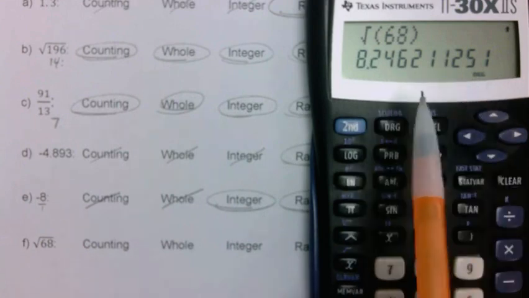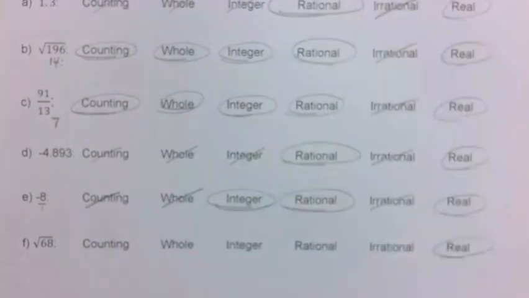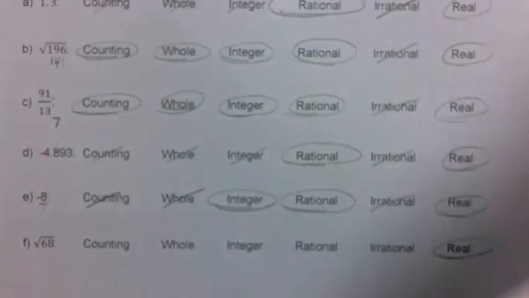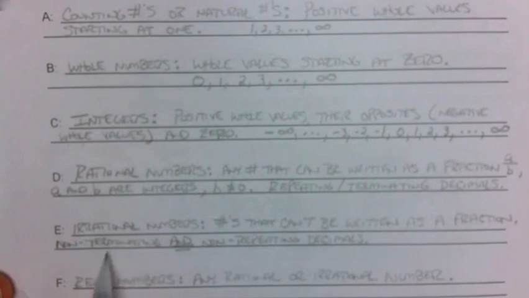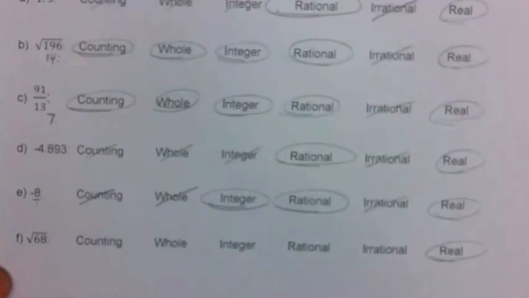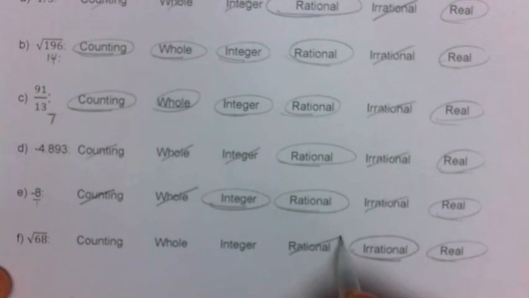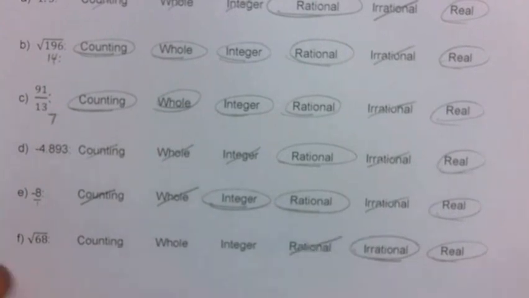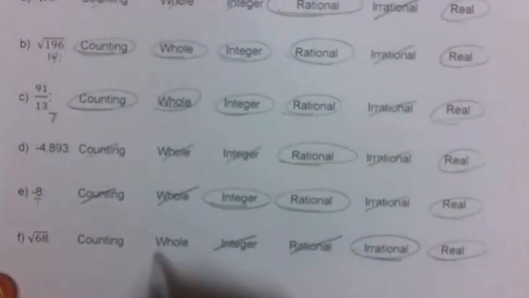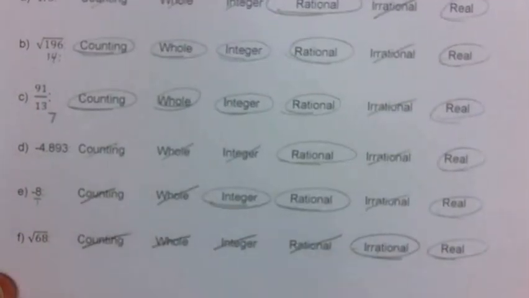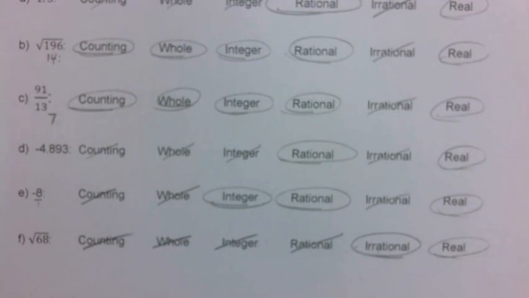This is a non-terminating and non-repeating decimal, which, if we recall from our descriptions, means that it has to be irrational. Okay, so it's irrational, which means it can't be rational. And if it's not rational, well, then it's not going to be an integer, a whole number, or a counting number. It's none of those. It's only irrational or real.